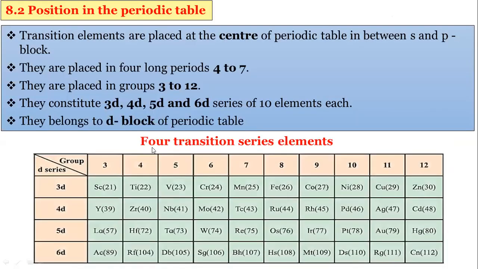The position and these series are also specially shown to you. Scandium to zinc, this is the 3d series. Then yttrium to cadmium, this is the 4d series. Lanthanum to mercury, except these elements are not shown. Lanthanides are not shown here, that is 58.